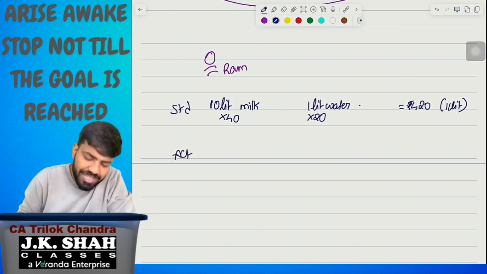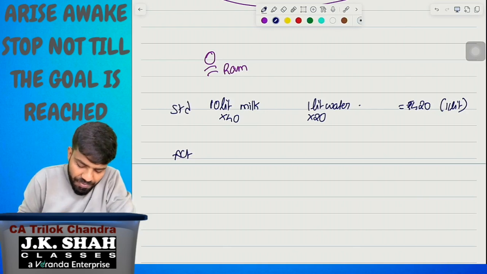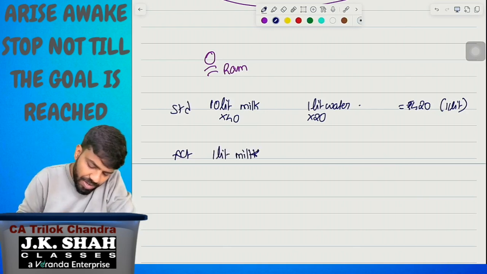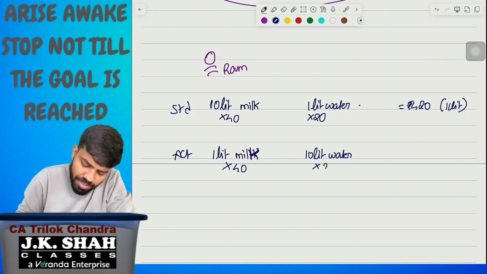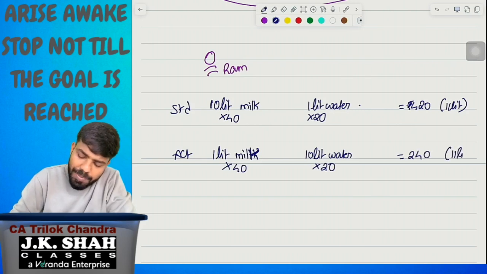When it comes to Aqueous, he slightly changes the proportion. For every 1 liter milk, he is mixing 10 liters water. Just an example. 1 liter milk into 40, 10 liters water into 20. 40 into 1, 40; 20 into 10, 200, which equals 240 rupees to get the same 11 liters output.